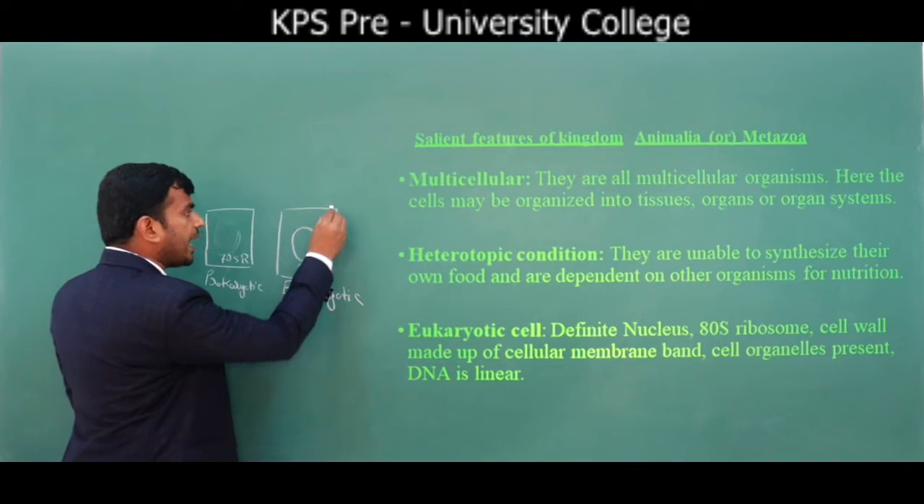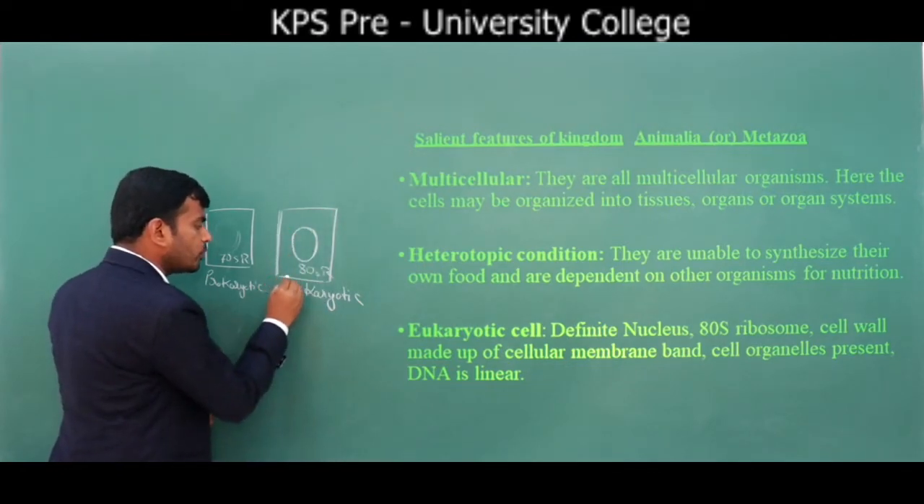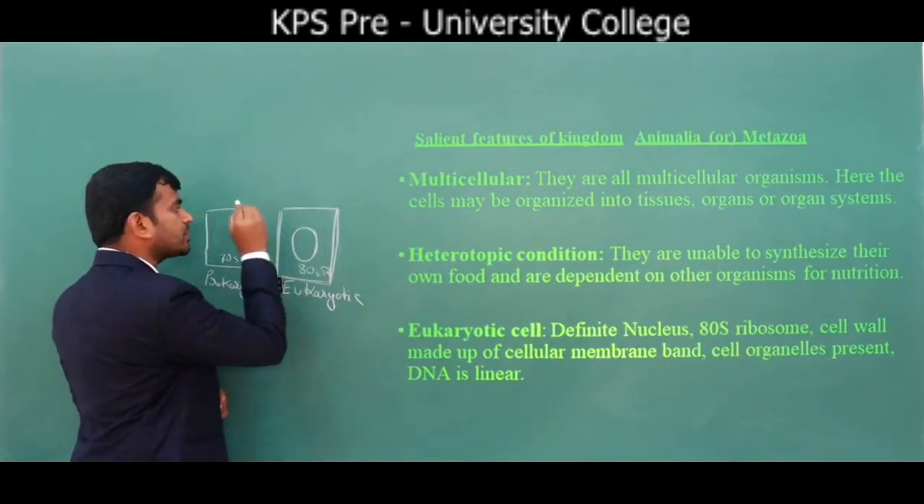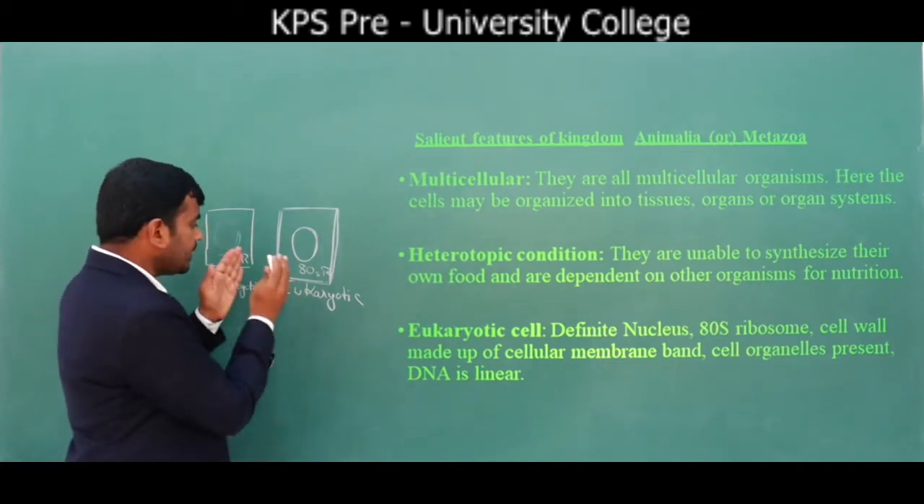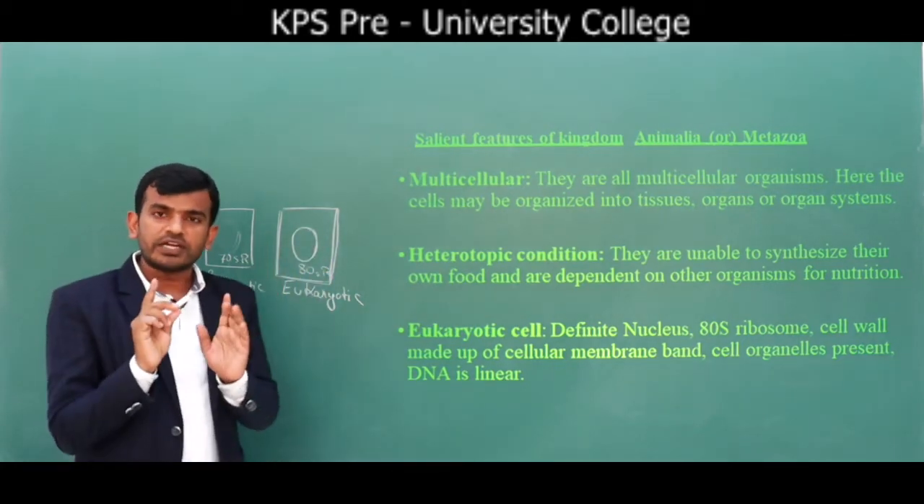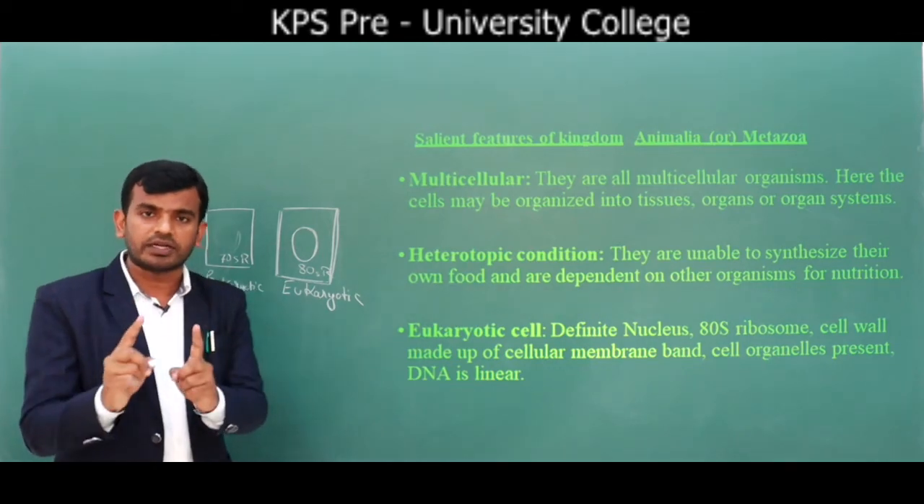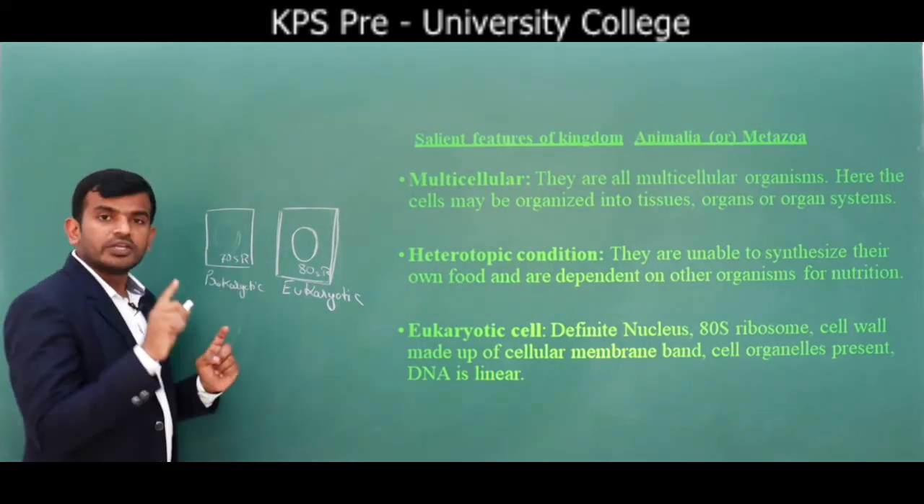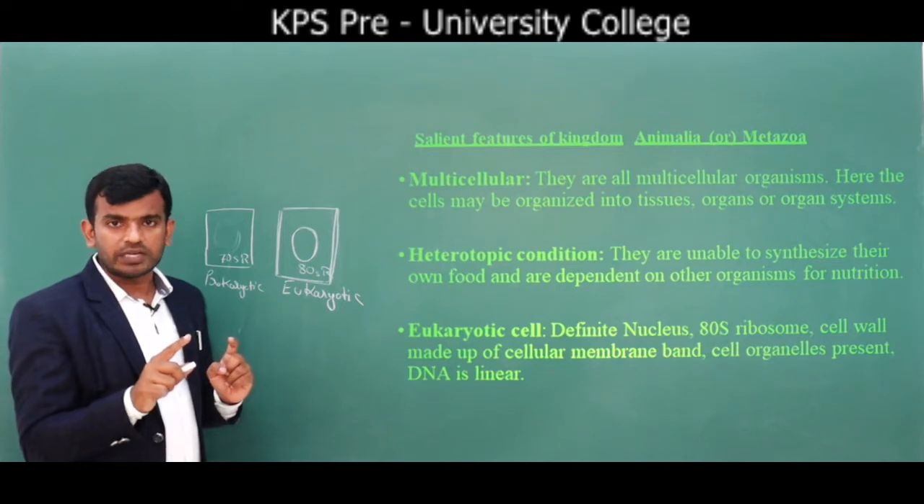So eukaryotic animal cell ಅಲ್ಲಿ ಏನಿರುತ್ತೆ? outermost covering ಅನ್ನು ನಾವು ಏನಂತ ಕರಿತೀವಿ? plasma membrane ಅಂತ ಹೇಳ್ಬೋದು. And in the eukaryotic cell you can see membrane bound cell organelles, whereas in case of prokaryote you cannot see membrane bound cell organelles.